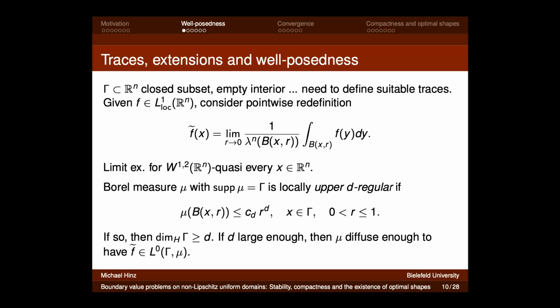If this is the case, it's not difficult to see that the Hausdorff dimension of gamma must be greater or equal to d. So gamma cannot be too concentrated. You cannot take d greater than 0 if your measure is a point mass measure. And if d is large enough, then mu is diffuse enough to have this pointwise redefinition of a Sobolev function be a reasonable mu-equivalence class. This is quite classical, but we need it, so I repeat.